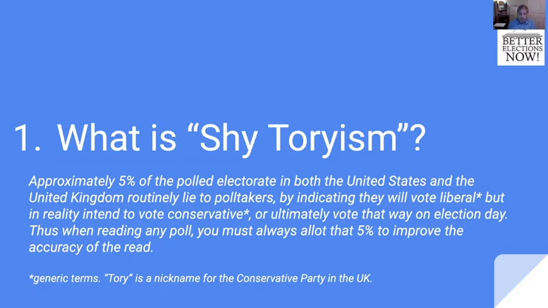It means that roughly 5% of the electorate in every election lies to pollsters. They indicate that they will vote liberal, so-called liberal or leftist, when in fact they intend to vote conservative, and they do. So when you're reading an opinion poll, generally speaking, the quote unquote liberal or leftist candidate should be at least 5 points ahead, to account for shy Toryism.